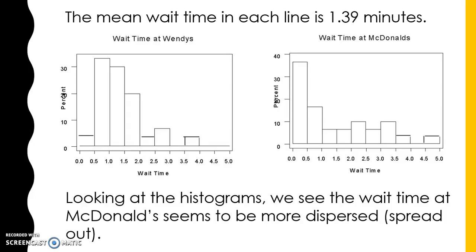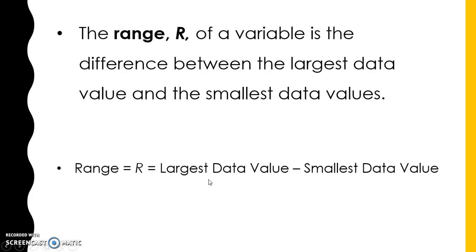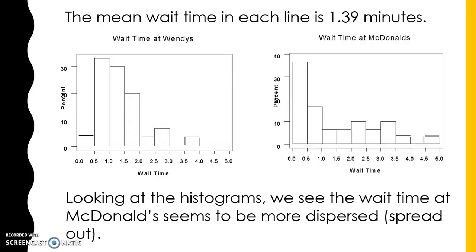So there's our histograms there. The mean wait time at each line is 1.39 minutes. So they actually have the same mean. Looking at the histograms, we see that McDonald's seems to be more spread out. Wendy's is bunched up right here. McDonald's is spread out. Since they have the same mean, but they're spread out, we need a measure to describe that. That's what we're going to focus on in 3.2.